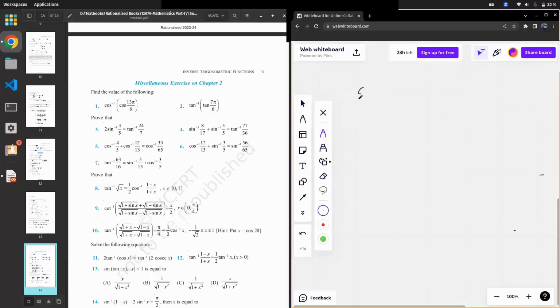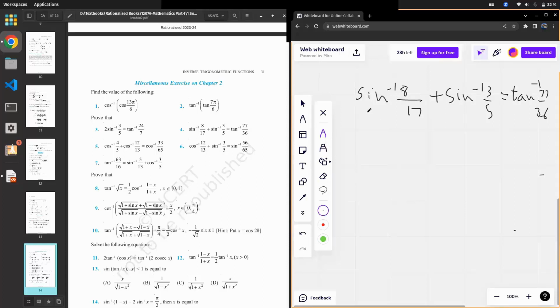So here we have to prove sin inverse of 8 by 17 plus sin inverse of 3 by 5 is equal to tan inverse of 77 by 36. So here also, first we convert the values from sin inverse to tan inverse using the previous technique.